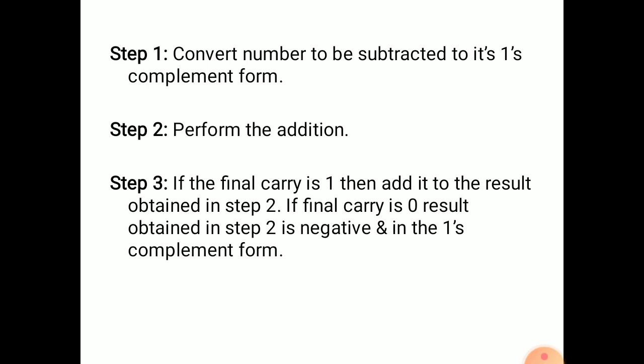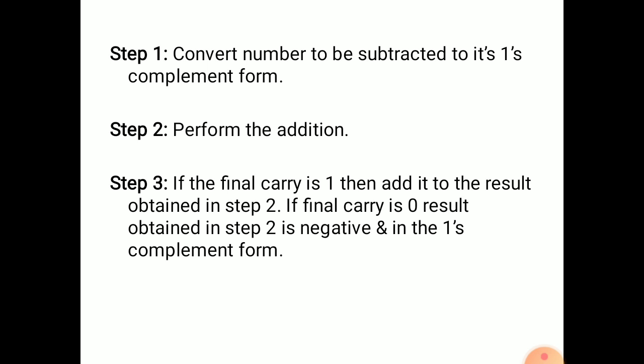The steps to be followed for subtraction a minus b using 1s complement are as follows. Step first, convert the number to be subtracted, b, to its 1s complement form. Next is step second, perform the addition, means add a and 1s complement of b using the rules of binary addition. In these steps, a and b are the two numbers.